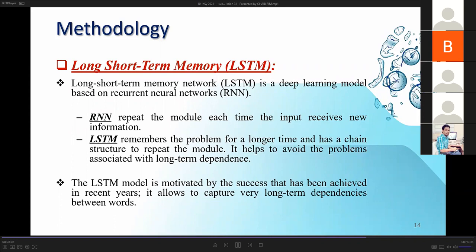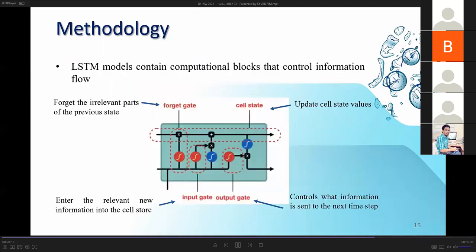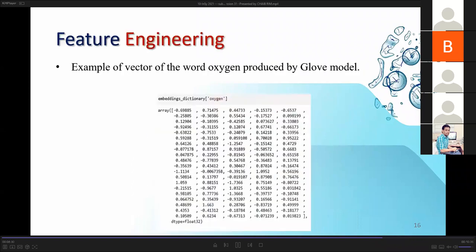The LSTM model choice is motivated by the success that has been achieved in recent years. It allows to capture very long-term dependencies between words. LSTM models contain computational blocks that control information flow, with input gate, forget gate, cell state, and output gate.